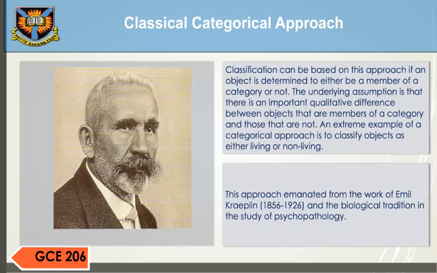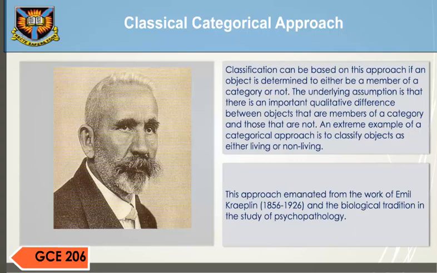Classical categorical approach. Classification can be based on this approach if an object is determined to either be a member of a category or not. The underlying assumption is that there is an important qualitative difference between objects that are members of a category and those that are not. An extreme example of a categorical approach is to classify objects as either living or non-living.